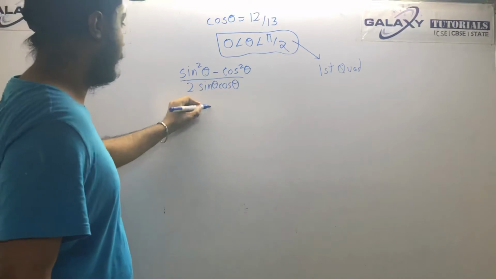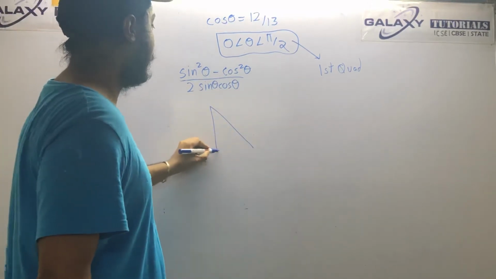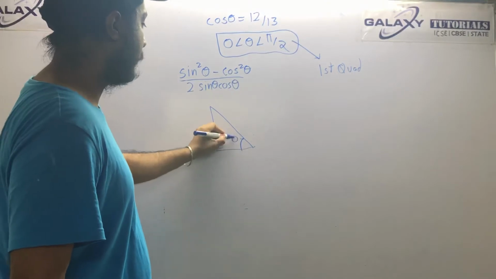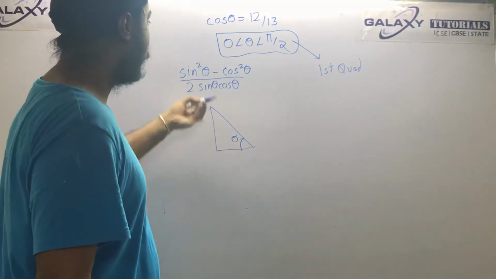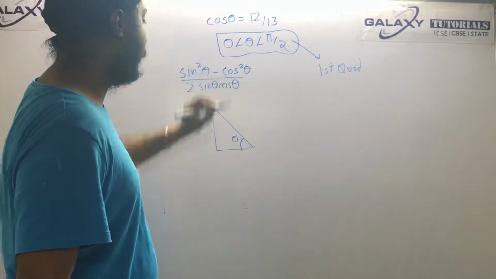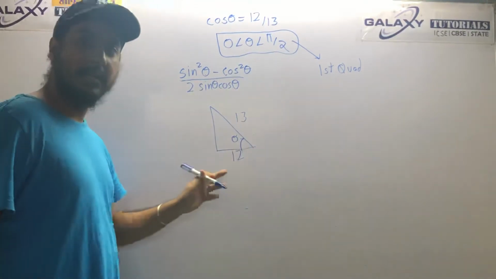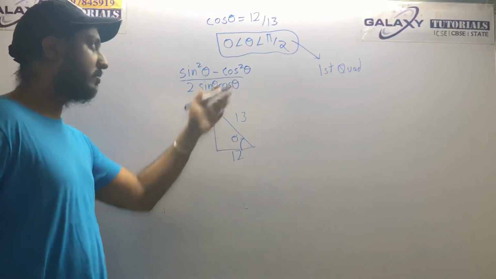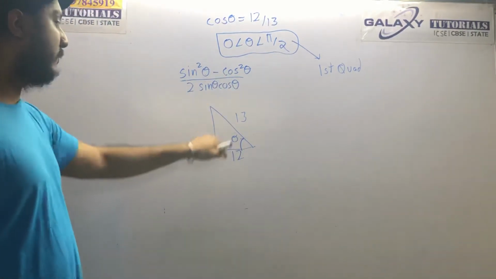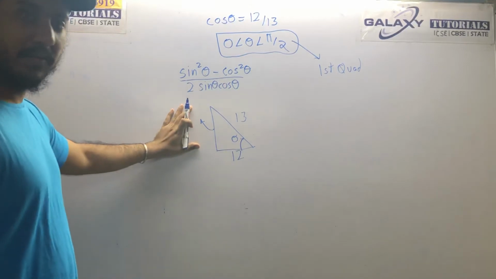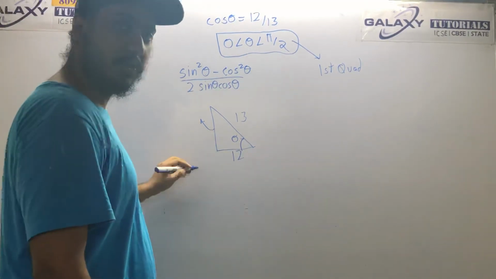The first way that you can use is, you can imagine a triangle here, with an angle theta. This 12 by 13 means base upon hypotenuse. You know that, yes? Base upon hypotenuse is cos theta. So this triangle looks something like this. In this triangle you can find out this side by Pythagoras theorem.